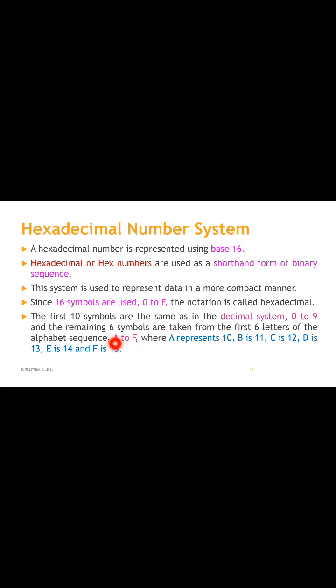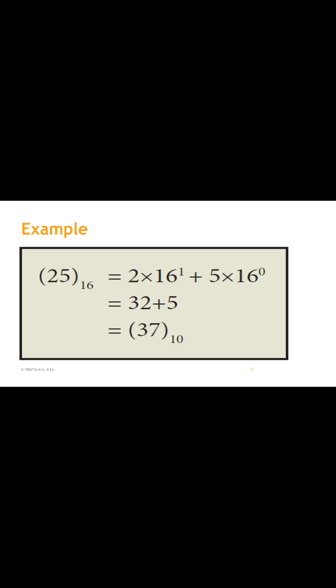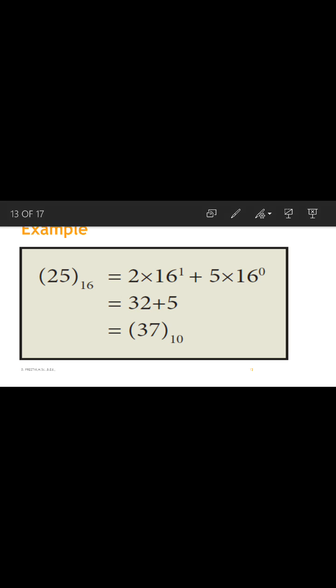So here A represents 10 and B represents 11, C is 12, D is 13, E is 14 and F is 15. So this is how the values are given in the hexadecimal number system. So now we can see an example to convert the hexadecimal into a decimal number system. So here also we have to use the positional method. As we have seen already, from right to left we have to give the powers.